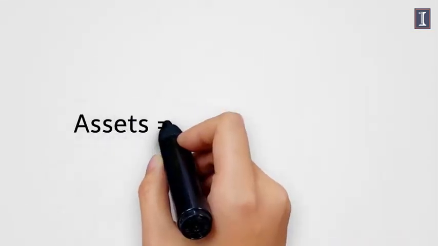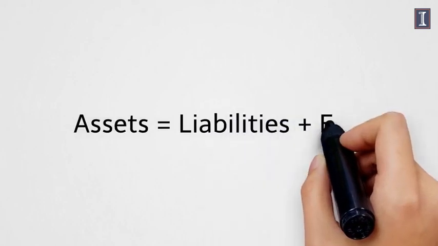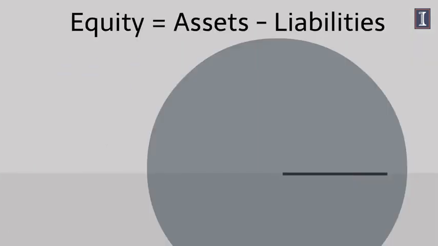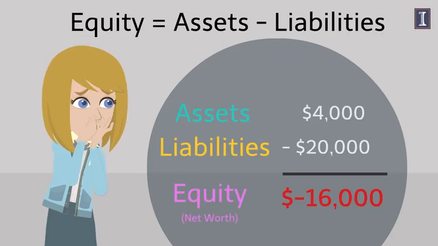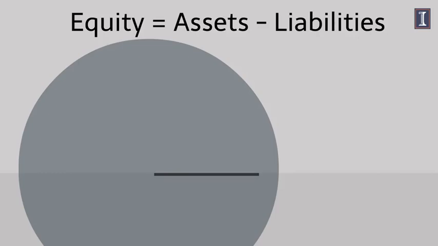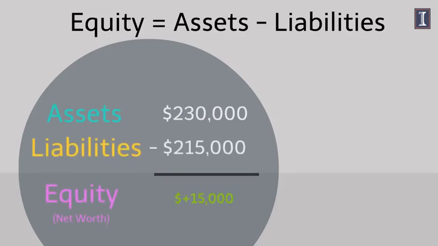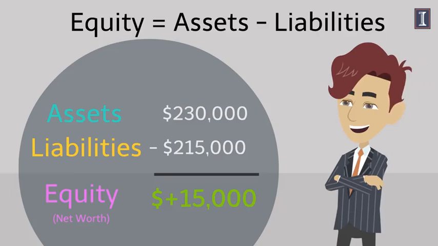Following the accounting equation, which is assets equals liabilities plus equity, then we will find that Nancy's equity, or net worth, is negative $16,000. Using the same accounting equation for Tom, we find that his equity, or net worth, is actually a positive $15,000.